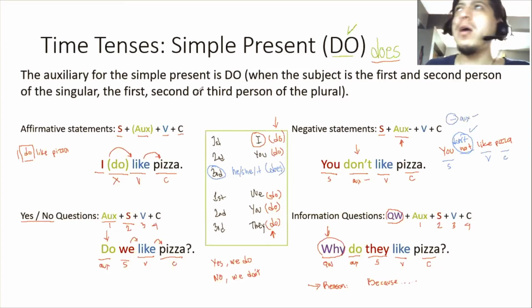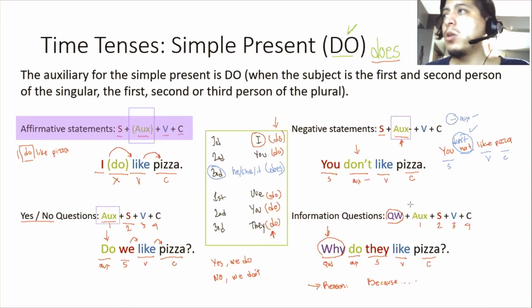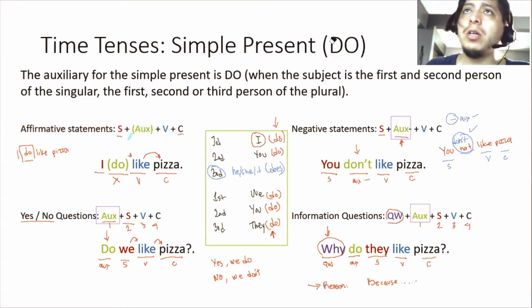So the only one that is different, that is really special and behaving in a weird way, is the affirmative statement. This is the only one that has this weird rule about the auxiliary. The auxiliary is not used. In the rest of them, the auxiliary is mandatory. So only in affirmative statements, we sometimes try not to use the auxiliary, okay? The auxiliary for the simple present can be do or can be does.